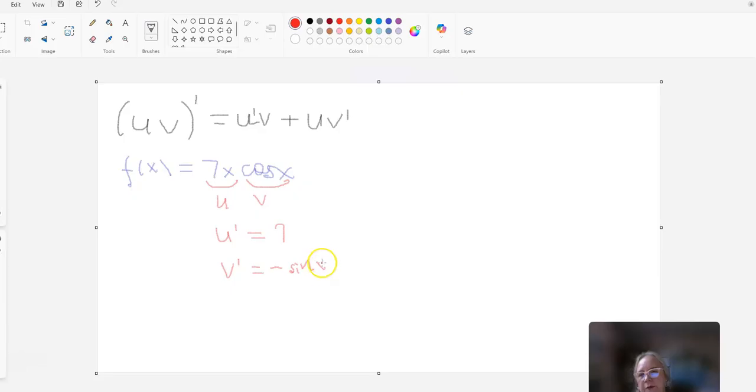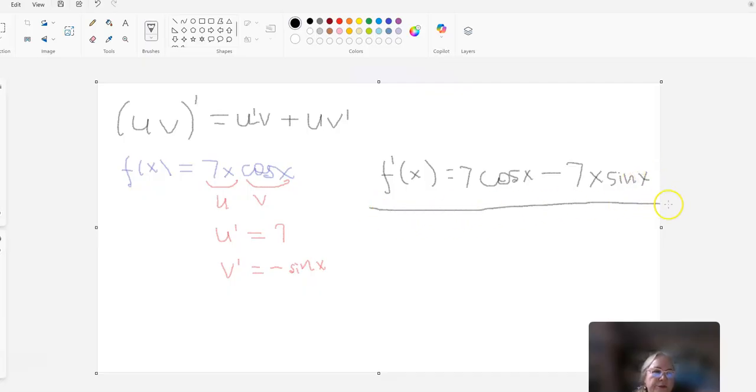Now we need to put it together, and we will say that the derivative of function f of x, since f of x is a product, will be u prime, 7, times v, which is cosine x, plus 7x times negative sine x. So there will be negative 7x sine x. So don't forget this rule, how to differentiate the product of two functions.